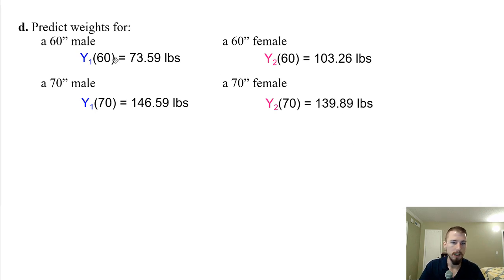So notice the 60-inch male, from our model, is going to be lighter than a 60-inch female, but again, that's because it's such a far extrapolation and it had such a steep slope for the men and not for the women. And then also that one's not really that surprising.